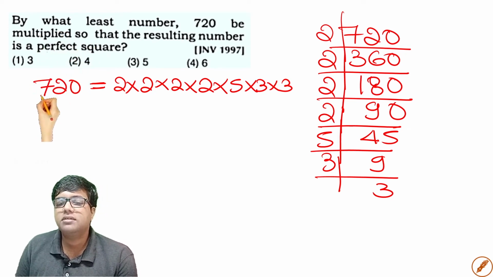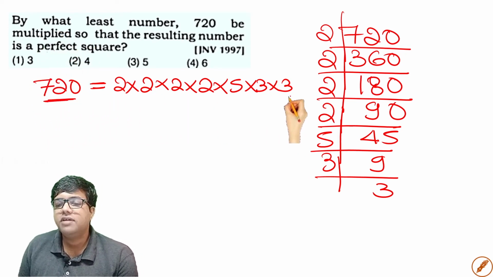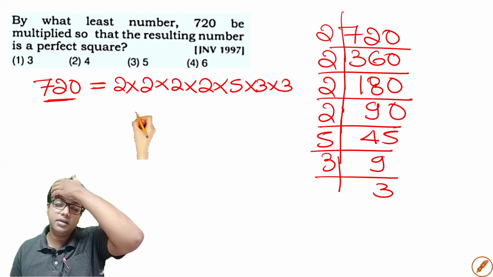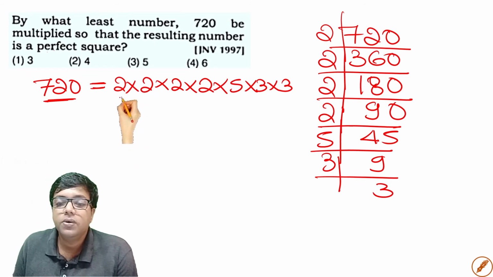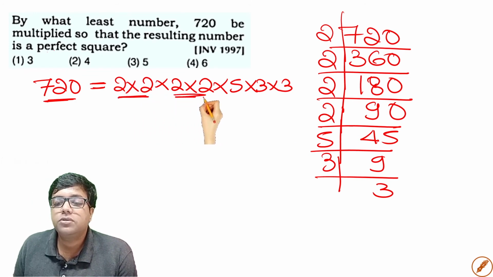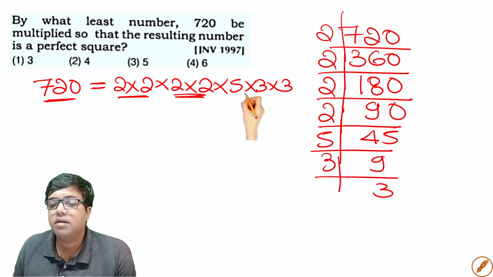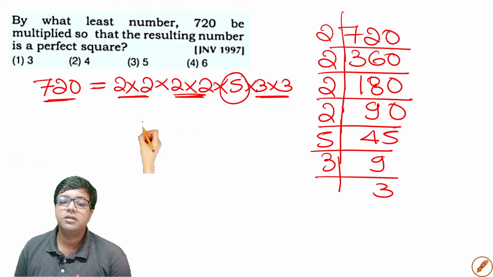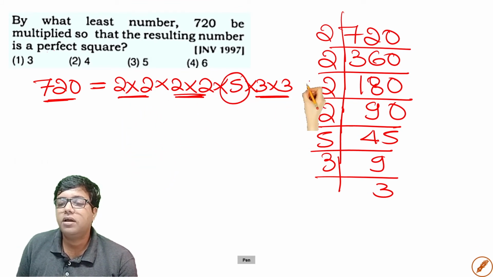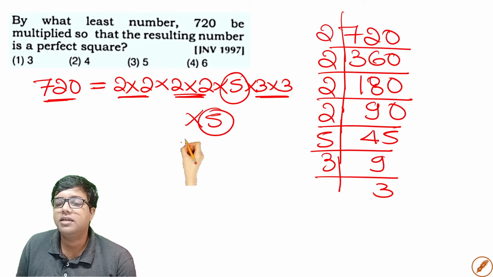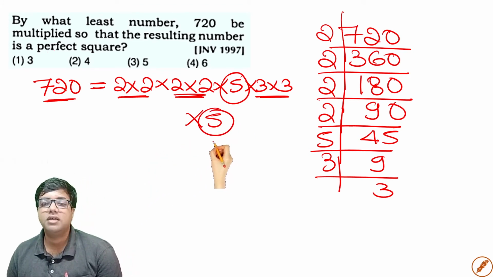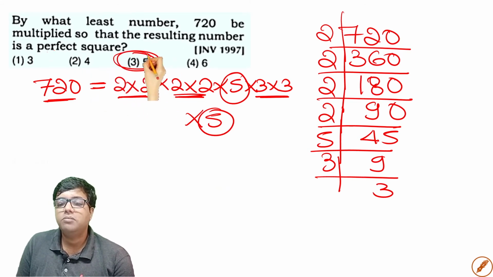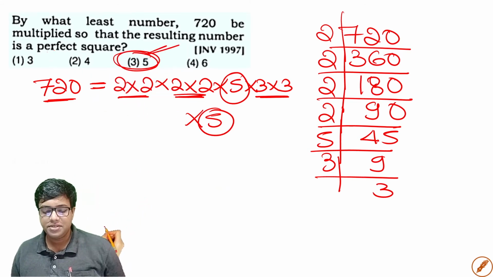To make it a perfect square, all the factors of 720 should be in pairs, in equal number. 2 is in pairs, the second pair of 2s is also there, and 3 is in pairs, but only the number 5 is not in pairs. So another 5 needs to be multiplied, which is the least number that can be multiplied in order to make it a perfect square. So option 3 for this question is the right answer.